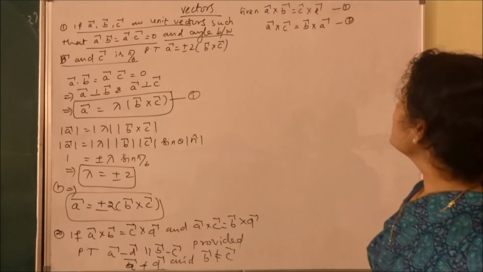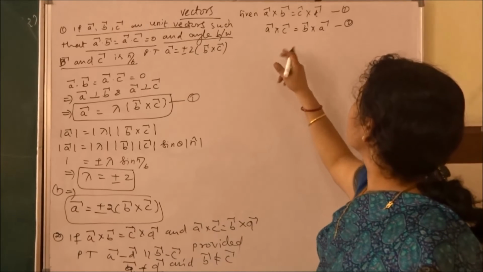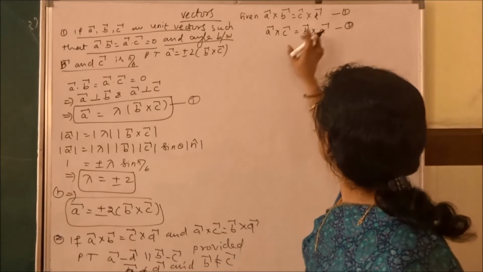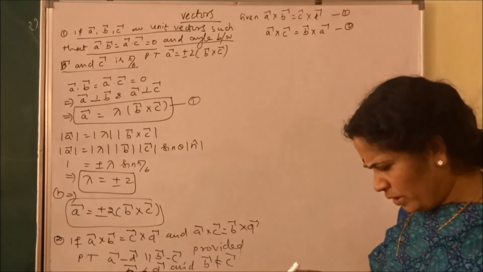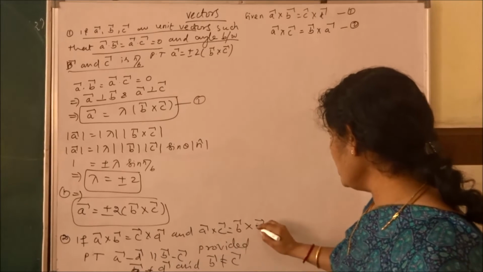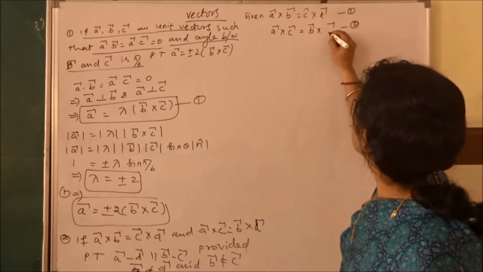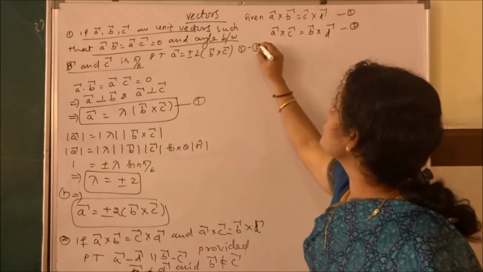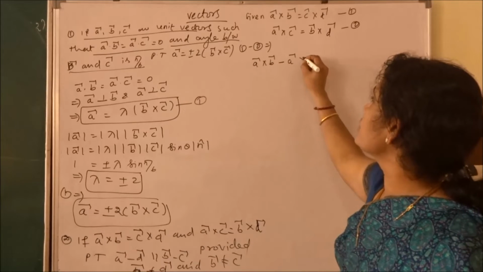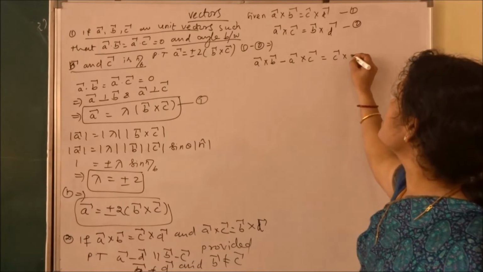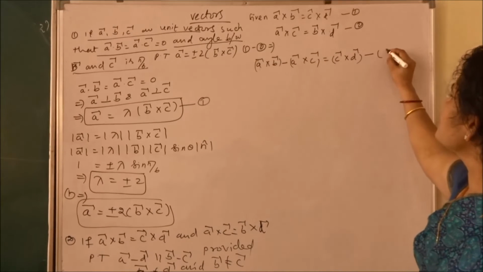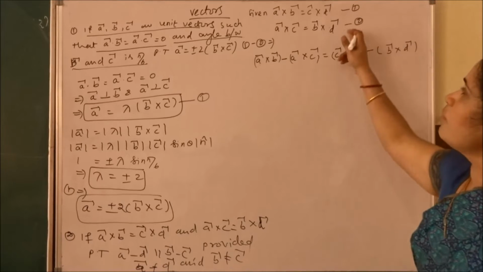I am doing 1 minus 2. A cross B, minus A cross C. Let me confirm the equation: C cross D equal to B cross D. Now I am doing 1 minus 2. Try to understand the equation first: A cross B minus A cross C is equal to C cross D minus B cross D. Okay, fine. I am doing 1 minus 2.